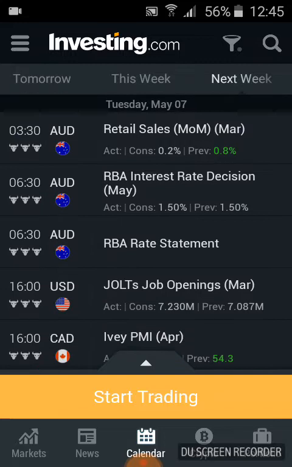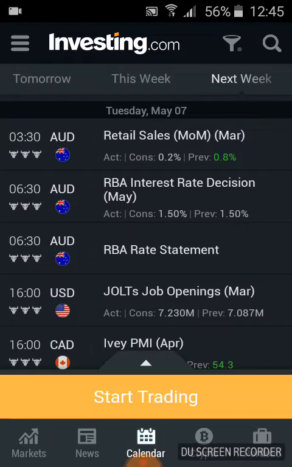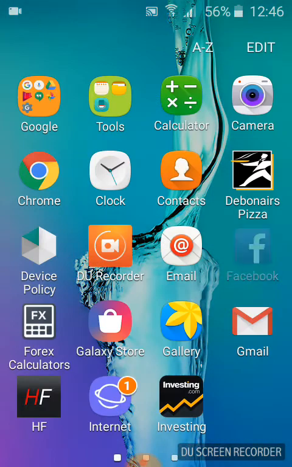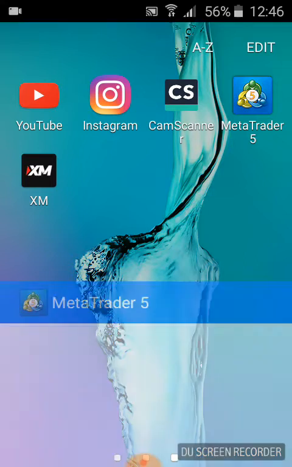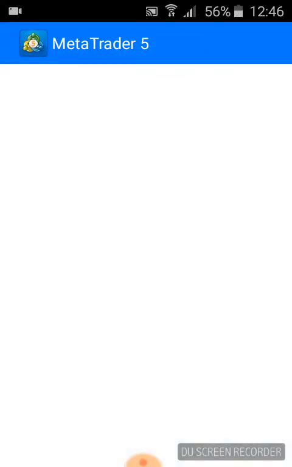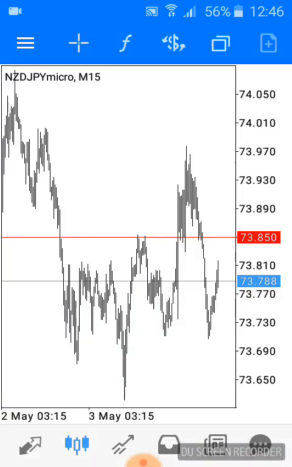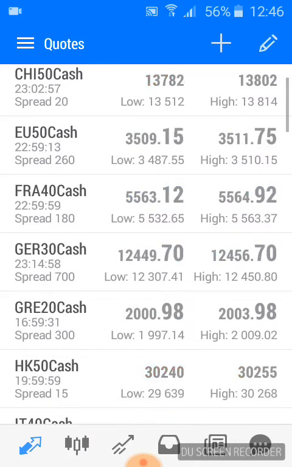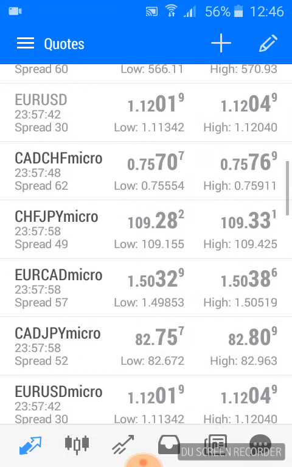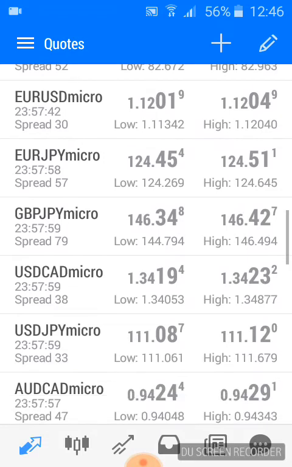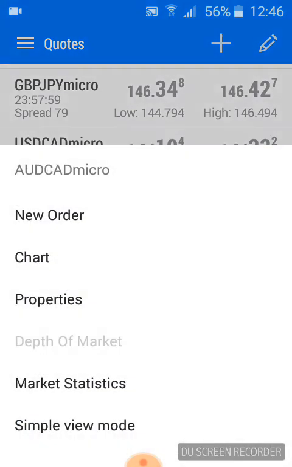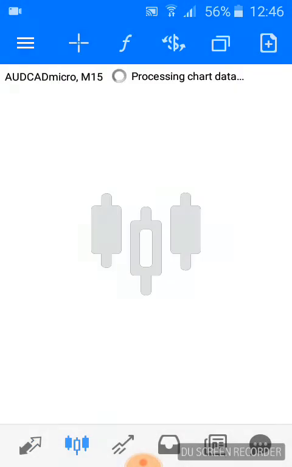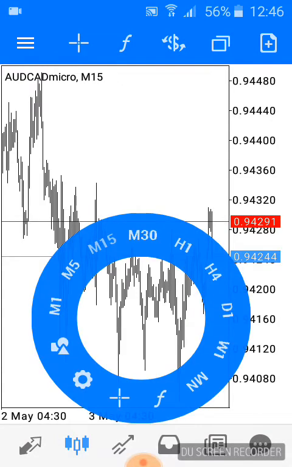It's going to start trading on Tuesday at 6:30. At 6:15, you open your app, your MetaTrader 4 or MetaTrader 5. You go to a pair that involves AUD. Any pair that involves AUD, you trade it. This is AUD CAD. Open it. Time frame is 15 minutes.